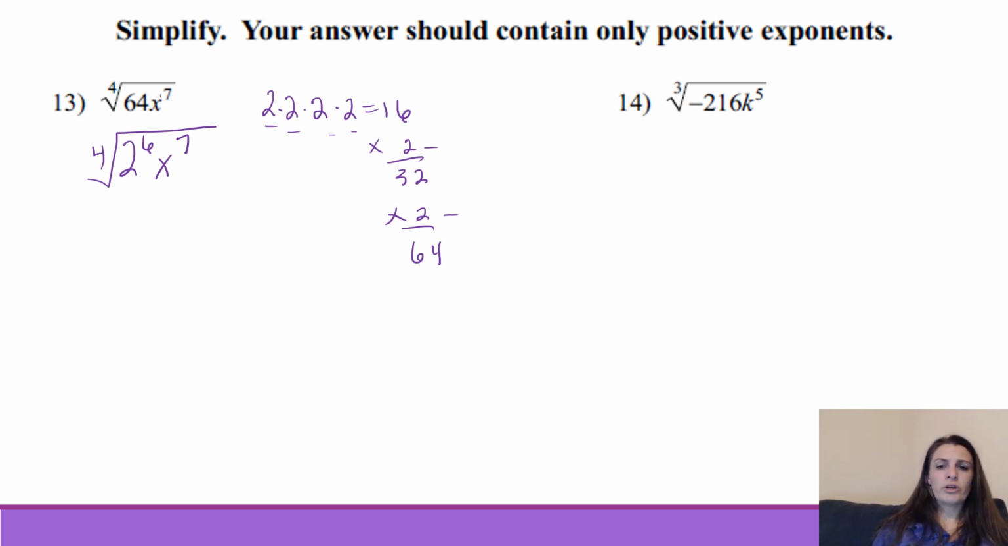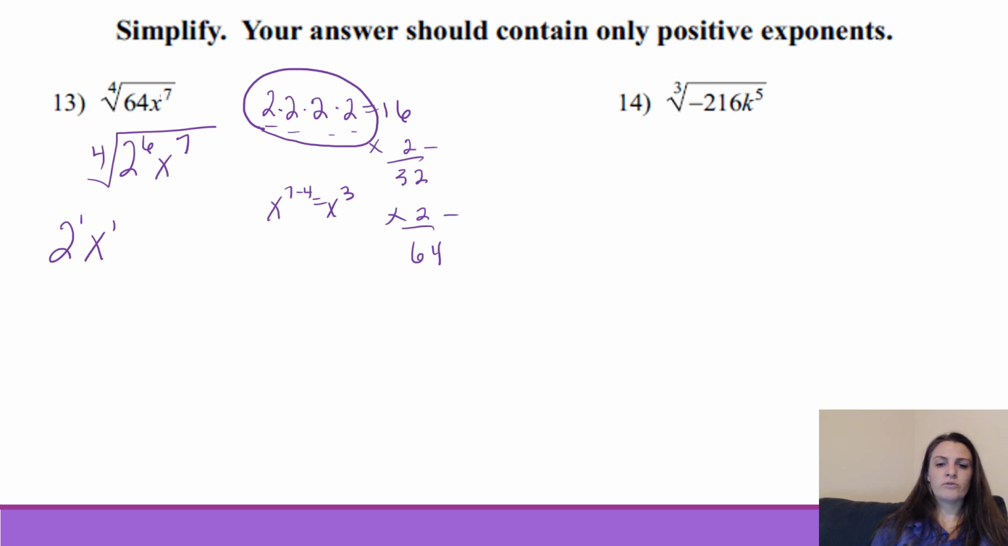So again, I'm looking for a group of 4. There are 6 2s, so I can take out a single group of 4 2s. And then when I look at x to the 7th, again, kind of a shortcut, subtract those exponents, x to the third, so I can take out a single group of x's to represent 4 of them that are within this section, and then I will have an x to the third left over.